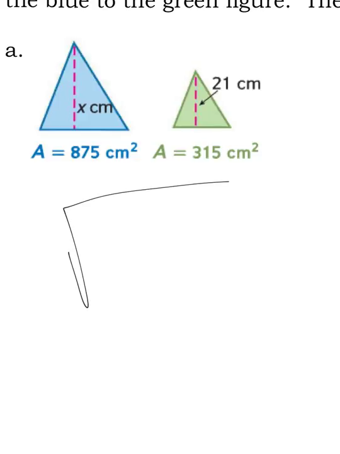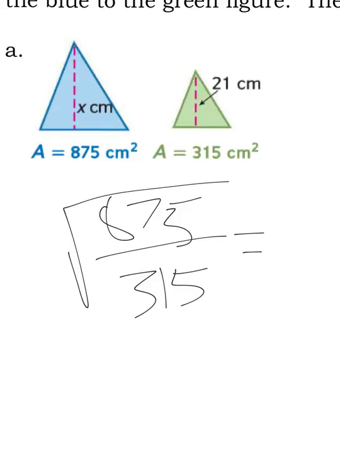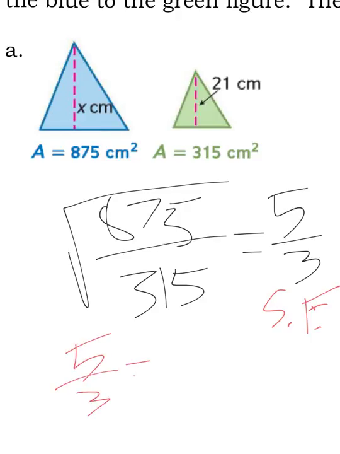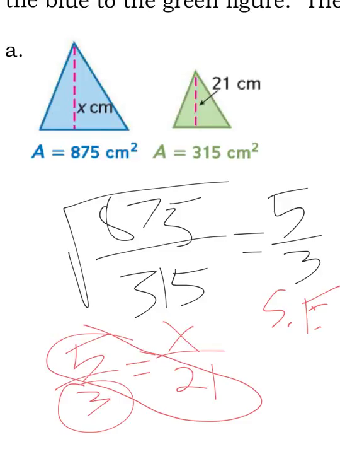I'm given 2 areas, 875 over 315. Square root that, and that'll get me an answer of 5 over 3, and that's my scale factor. Now I can make a proportion with that, so I can say 5 over 3 equals, well, I'm not given the left one, so x over 21. Cross multiply, divide, and you're going to get x is equal to 35 centimeters.